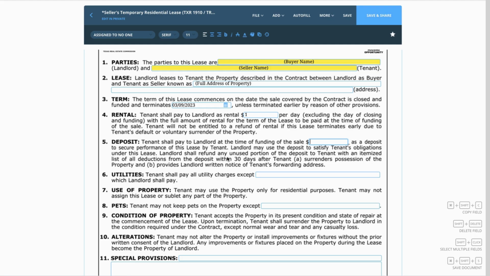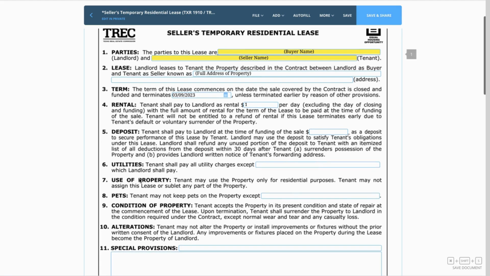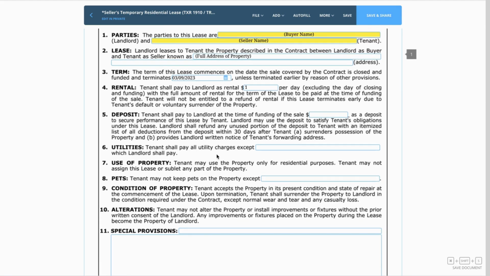Landlord shall refund any unused portion of the deposit to the tenant with an itemized list of all deductions from the deposit within 30 days after tenant surrenders possession of the property and provides landlord written notice of tenant's forwarding address. All right, so you can have a set amount of whatever the deposit's going to be. You work that out, negotiate that with the buyer and the seller. And it's right here, it says utilities. Tenant shall pay all utilities except for whatever you put here, which landlord shall pay.